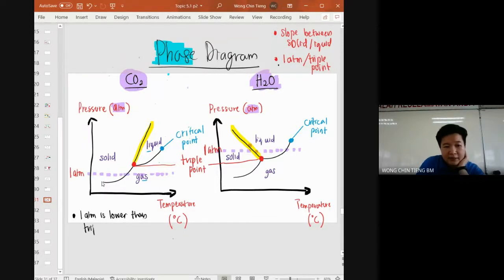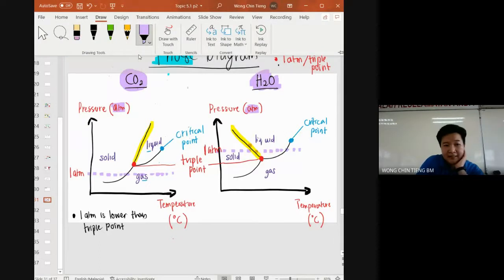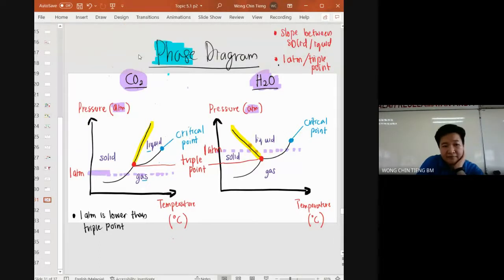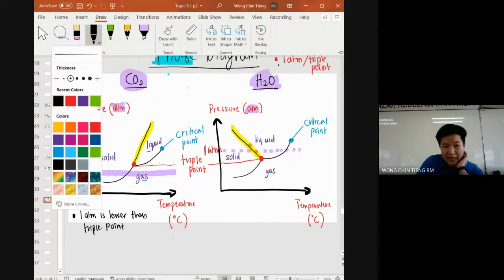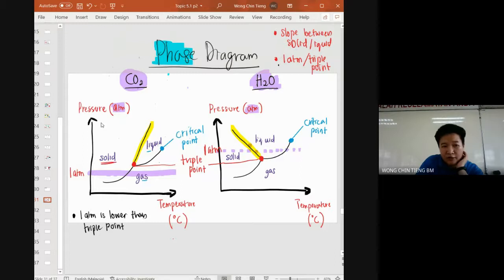Kenapa 1 ATM is lower than triple point? Kita tengok sikit kehadiran 1 ATM kamu. Saya dah tunjuk dengan highlighter tadi. Your 1 ATM lalu kat sini. I don't know whether you realize or not, but when I am going through the 1 ATM, I only pass by my solid and my gas. Betul? Like your friend say just now, kenapa dia jadi anomalous behavior? Kenapa dia jadi benda pelik? By the way, 1 ATM is our surrounding now. That is 1 ATM. Okay?